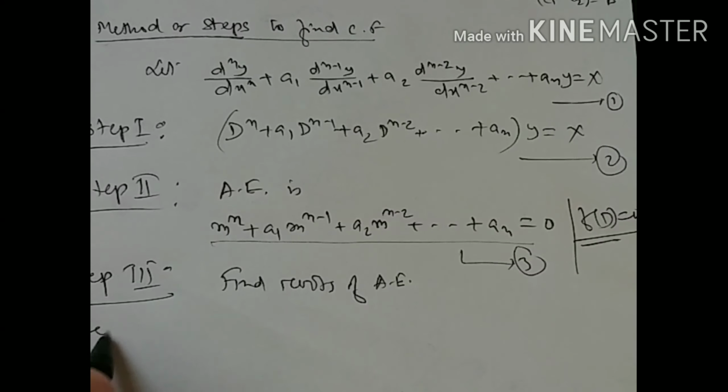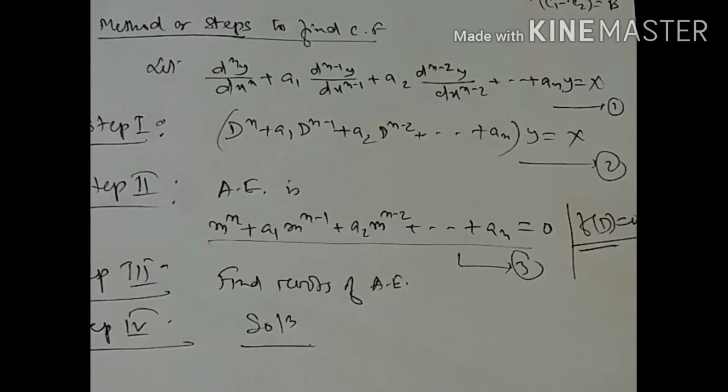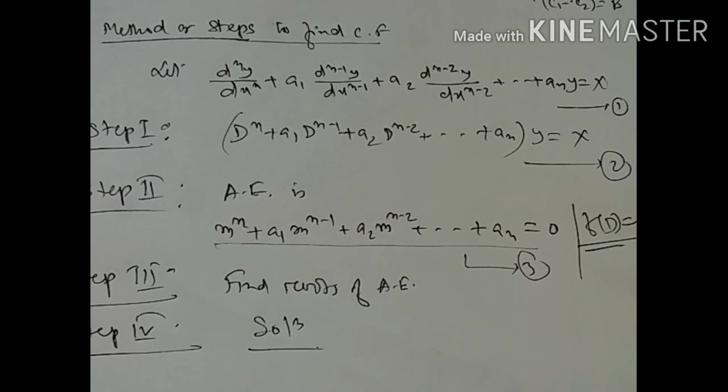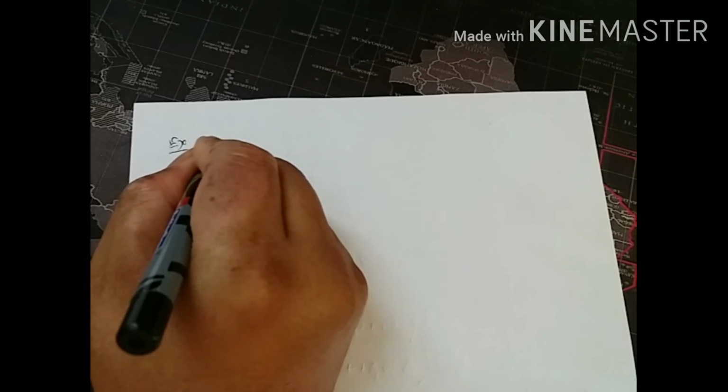And in step 4, we have to write the corresponding solution. So these are the steps we have to follow to find a complementary function of a linear equation with constant coefficients. Now we will see how to find a complementary function by taking some basic examples. So first we are taking one example.